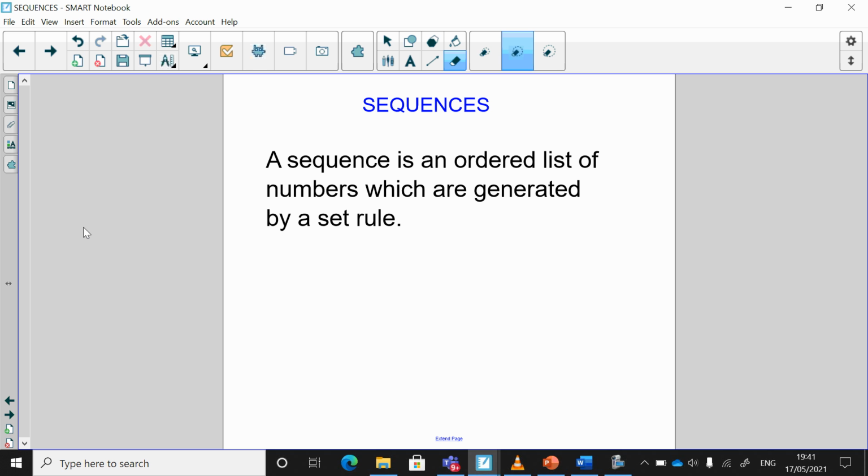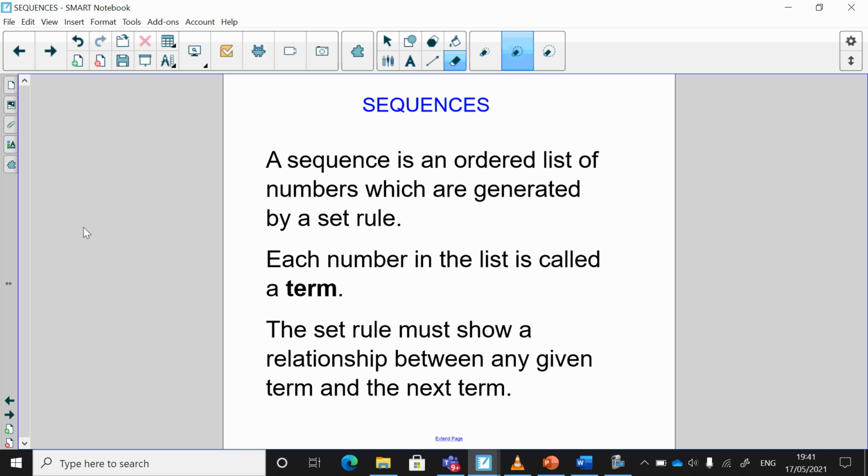We'll speak about sequences here. I know you can read, okay? But just in case you're lying in your bed and listening to this, basically a sequence is just a list of numbers which are created by some kind of rule. Each number on the list is called a term. There's some kind of pattern that connects one term with the next and the one before.